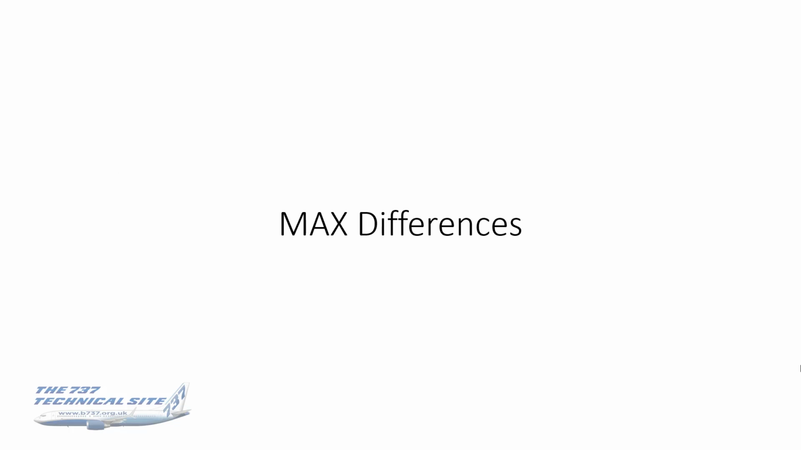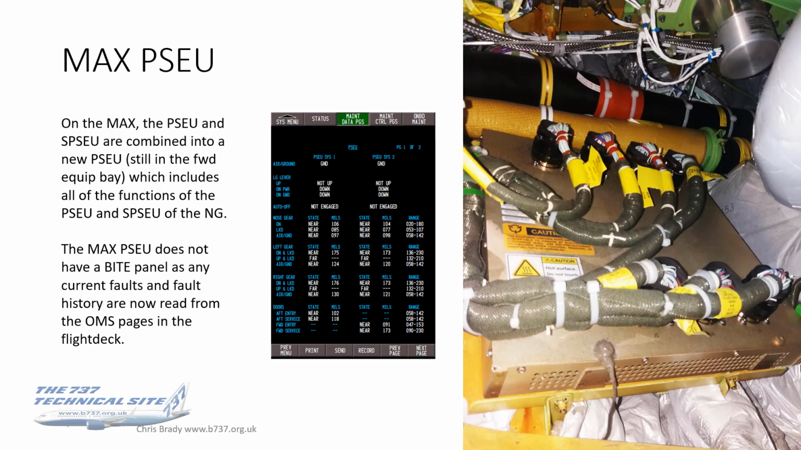Alright, MAX differences. On the MAX, the PSEU and the SPSEU are combined into one unit, which is still called the PSEU, and it's still in the forward equipment bay. This includes all of the functions of the PSEU and the SPSEU of the NG. I guess the most obvious difference is it just looks completely different. It's a rectangular box with 7 big wiring looms, just as the PSEU was, but there's no decal on it, and there's no BITE panel on it.